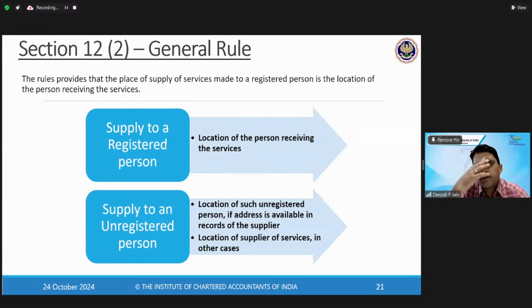Now the same, question number 2. A chartered accountant provides services to a person in Bangalore. Now the recipient is unregistered. What is the place of supply? Don't give your answers in haste. Whatever you give in haste, either you should know the answer, otherwise your answer is wrong.